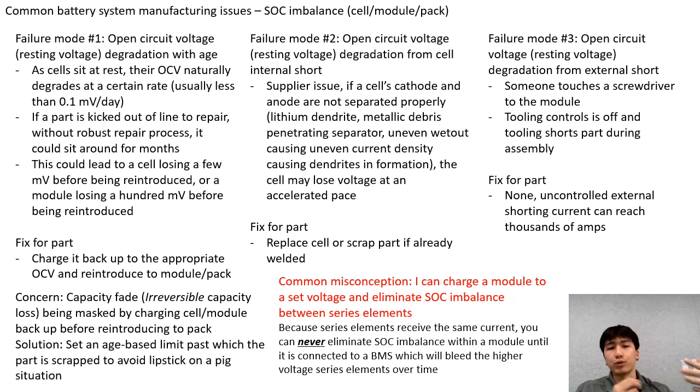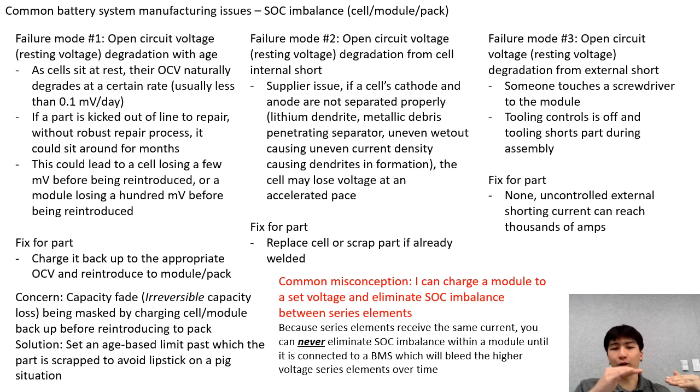And because a module is usually many cell groups in series, you just multiply by how many series elements there are, how many groups there are. So let's say there's like 20 cell groups in series within the module. If you lose 3 millivolts per cell, you're gonna lose 60 millivolts in the module. So the module could even lose up to a few hundred millivolts before being reintroduced. And this is going to be a big issue because if you remember from the previous slide, the OCV SOC curve, a few hundred millivolts is like 5 to 10%. So that's a huge amount of difference.